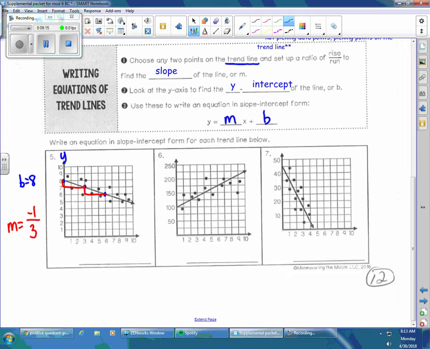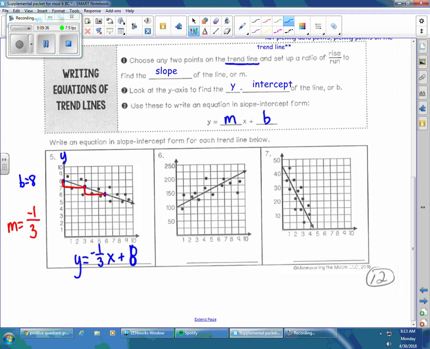So when I'm writing the equation, y stays y, equals stays equal. M, instead of writing m, I'm going to write negative 1/3. X stays x. And my b, instead of writing a b, I'm going to say plus 8. Oh my gosh, I said plus 8 and then I wrote a b. I need more coffee, I think.